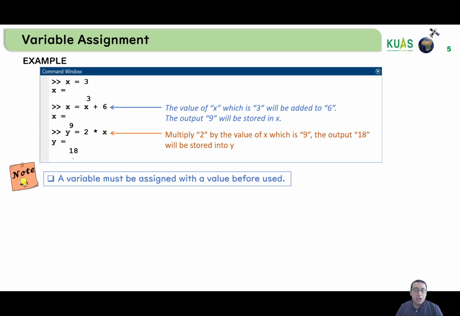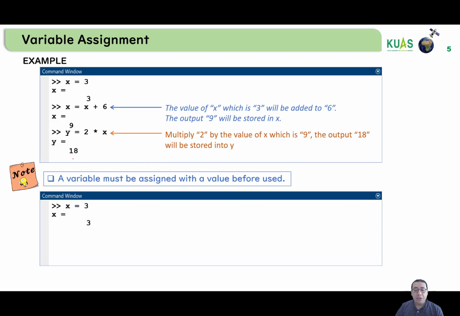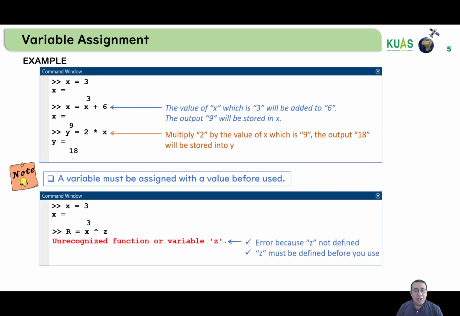And the very important note, the variable must be assigned before used. For example, if we say x equals 3, and then we try to say r, this is a new variable, no problem, is equal to x to the power z. x has a value of 3, but what is the value of z? We don't know. If we try to use variables before assigning that variable, we will have the error.